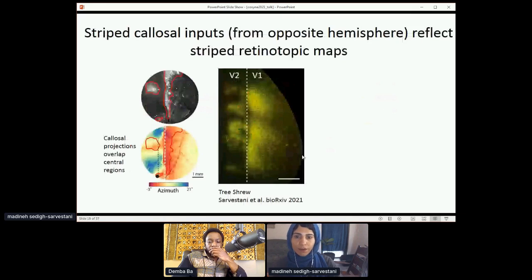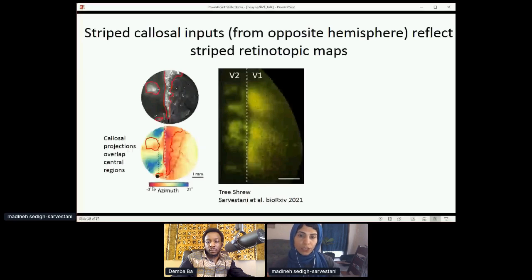So we also verified striped retinotopy maps using the pattern of callosal projections, inputs from V1 of the opposite hemisphere that bring information from the other eye, from the other visual field. And callosal projections are known to terminate in regions of the cortex that map the vertical meridian, that central representation. So here I'm showing you in this map of the azimuth that the most dense callosal termination patterns overlap the central stripes in V2 and the region near the V1, V2 border where we know there's a vertical meridian representation.